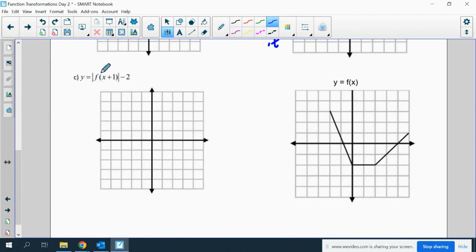Now if I take the absolute value of this f of x plus 1 minus 2, what I have to think about is what's actually happening. So the x's are getting subtracted by 1, the y's are getting absolute valueized, and then subtracting 2. So I'm going to take all of my x values, I'm going to subtract 1, and then I'm going to take this function. It may actually even be easier to kind of think about it as a picture.